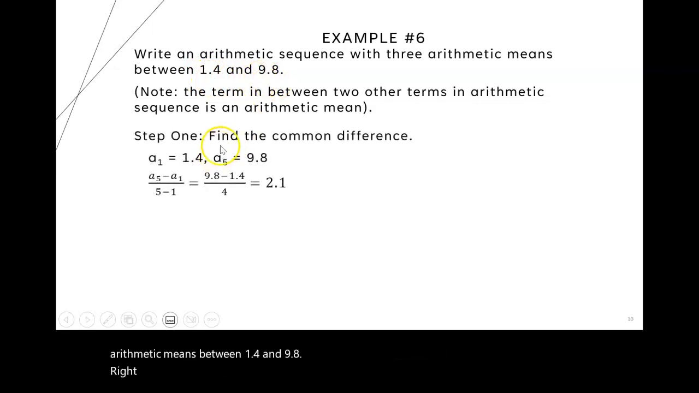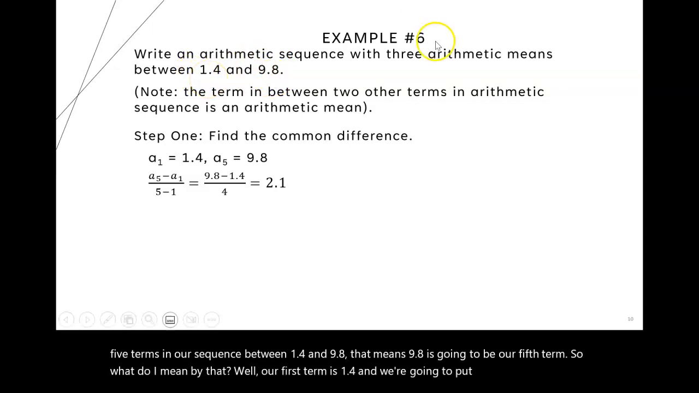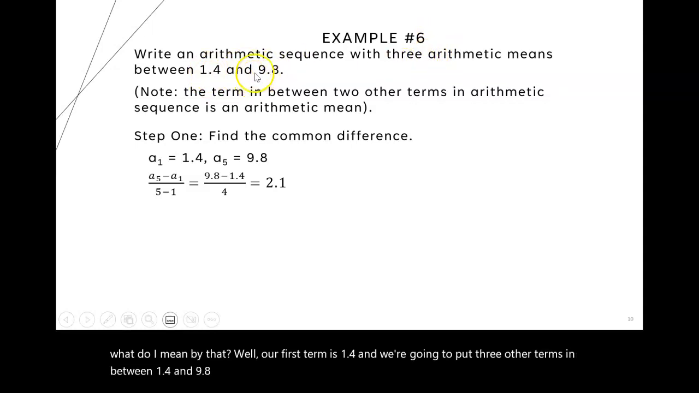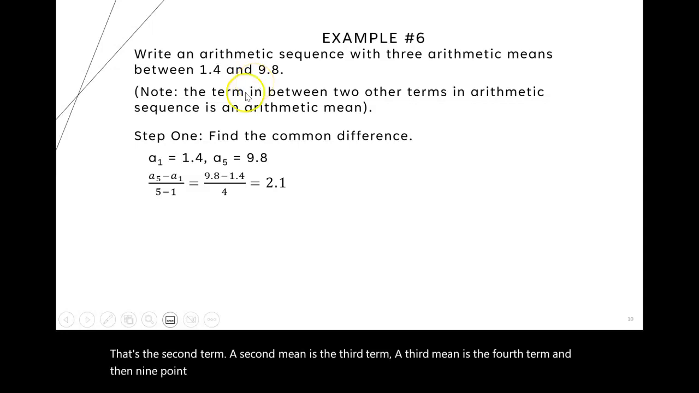If we want to find the common difference between these terms, we know that if we want 5 terms in our sequence between 1.4 and 9.8, that means 9.8 is going to be our 5th term. What do I mean by that? Well, our first term is 1.4, and we're going to put 3 other terms in between 1.4 and 9.8. So 1.4 is the first term. We have one mean, that's the second term. A second mean is the third term. A third mean is the 4th term. And then 9.8 is our 5th term.